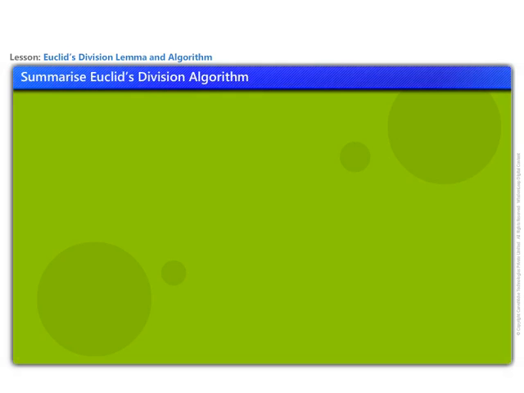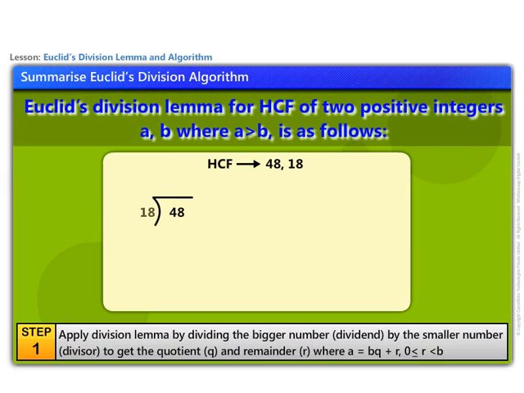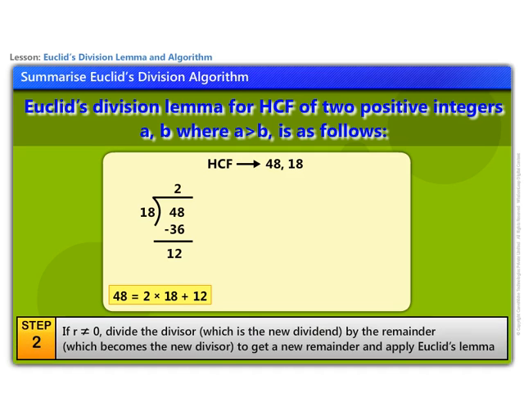Now, let us summarize Euclid's division algorithm. This is based on Euclid's division lemma. According to this, the HCF of any two positive integers a, b, where a is greater than b, is obtained as follows. Step 1. Apply division lemma by dividing the bigger number, the dividend, by the smaller number, the divisor, to get the quotient q and the remainder r, where a is equal to bq plus r, 0 less than r less than b.